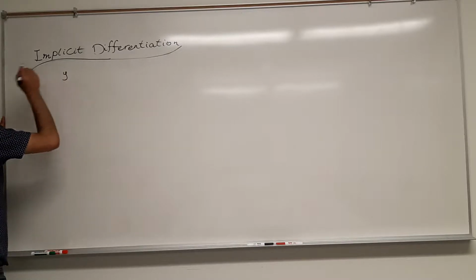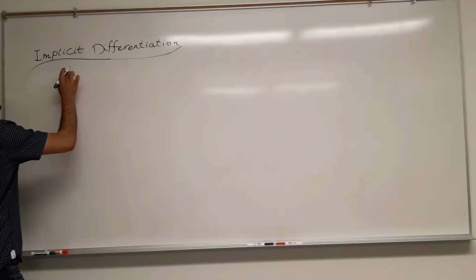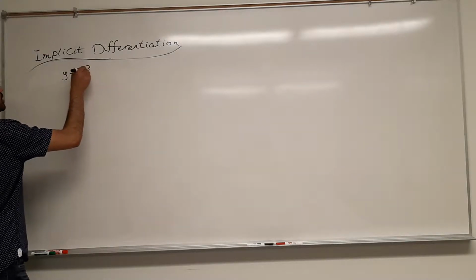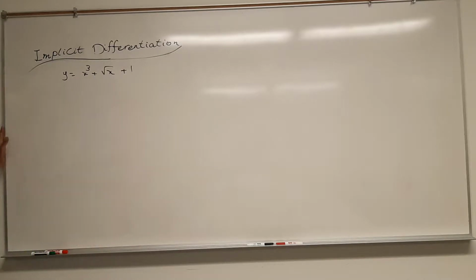So up to now, whatever we have worked with have been just explicit functions, where y is defined explicitly as a function of x. Let's say x cubed plus root x plus 1. Here you just give a value to x as the input, and the output, the value for y, just pops up. It's not hard at all.